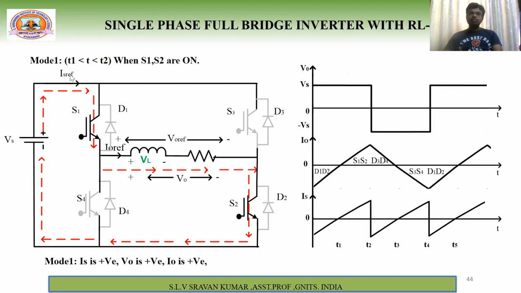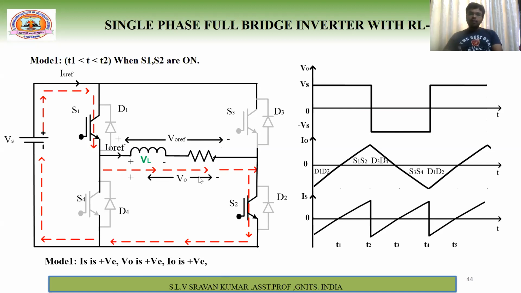Coming to the source current. What about the source current? This current direction is following your reference one, and therefore the source current is also positive. In this mode of operation, the inductor gets energized. I have written clearly here: Is is positive, V0 is positive because these polarities follow the reference, and I0, the current flowing here, follows your reference one, so I0 is also positive. This is the first mode of operation.